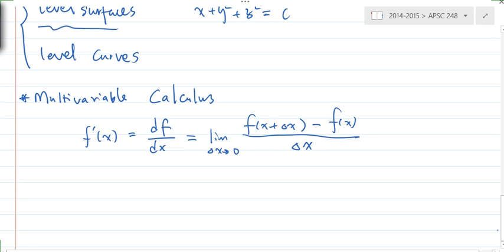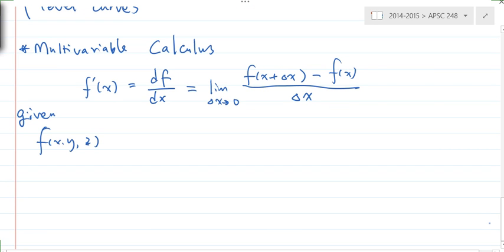So if we're having a multivariable function, I'll use a multivariable function of 3 variables as an example. Okay, so let's say I have this one here, given this f of x, y, z, and I wanted to take the derivative now. So you have 3 different variables, so the derivative is going to be with respect to x, with respect to y, or with respect to z.